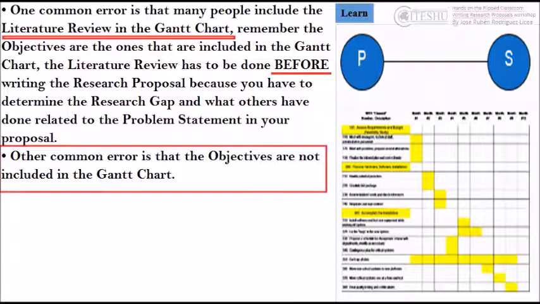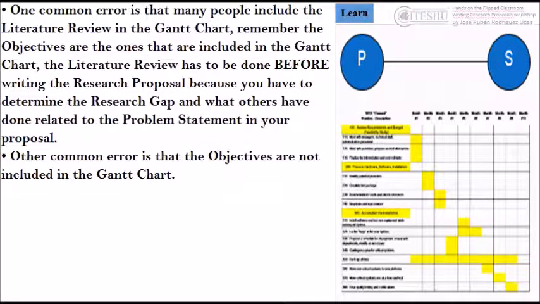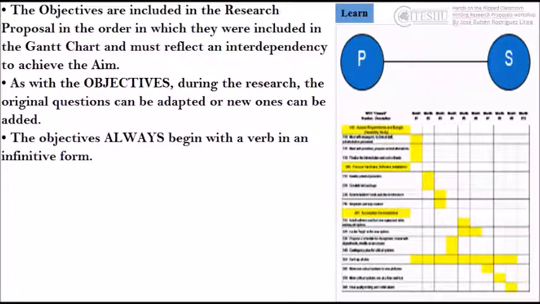Another common error is that the objectives are not included in the Gantt chart. The objectives are included in the research proposal in the order in which they were included in the Gantt chart and must reflect an interdependency to achieve the aim. As with the objectives, during the research, the original questions can be adapted or new ones can be added. The objectives always begin with a verb in an infinitive form.